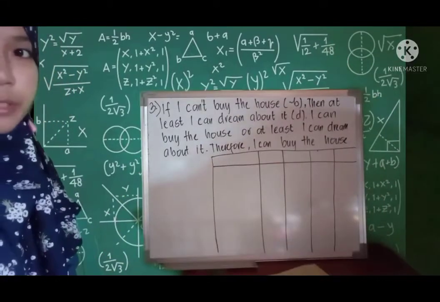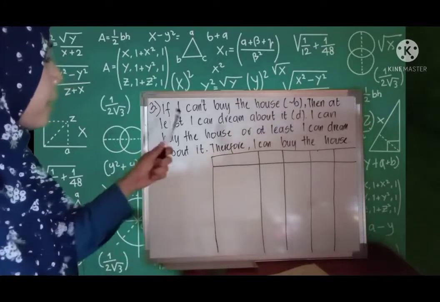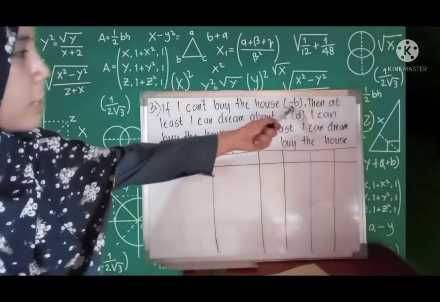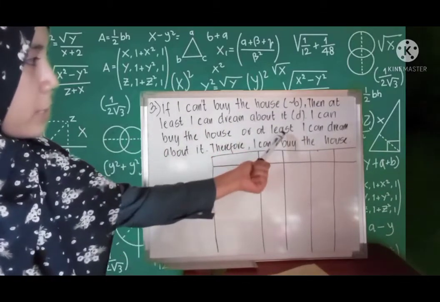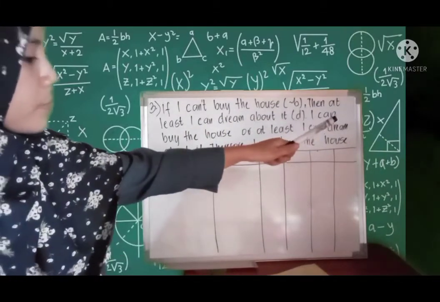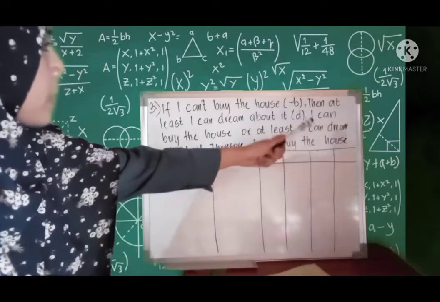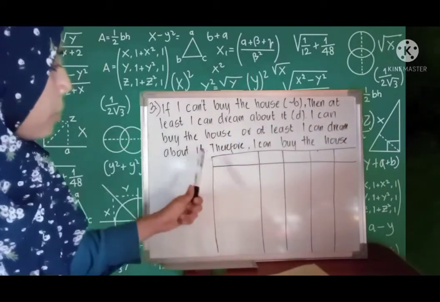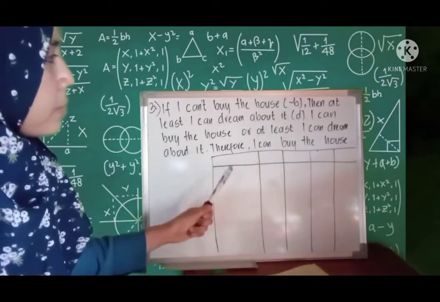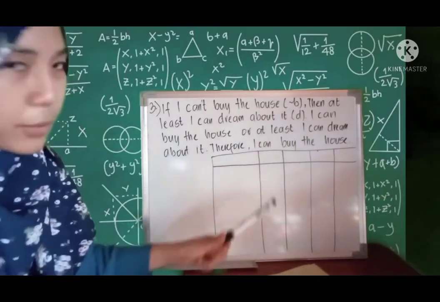So, sa example number 3 naman, meron tayong: if I can't buy the house, negation B, then at least I can dream about it, D. I can buy the house or at least I can dream about it. Therefore, I can buy the house.